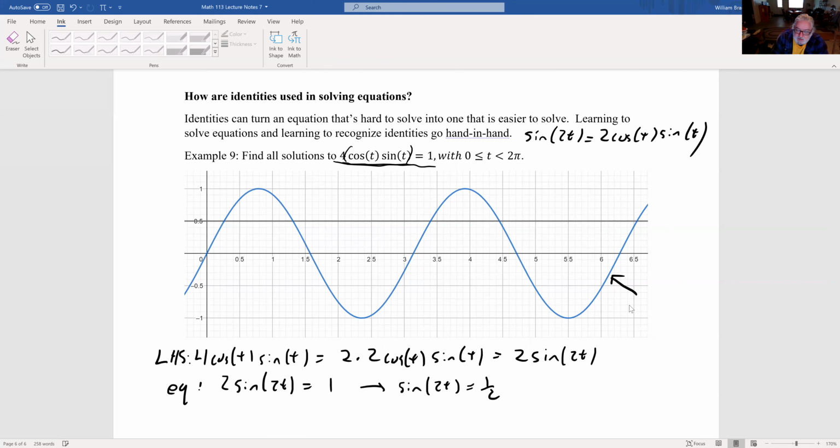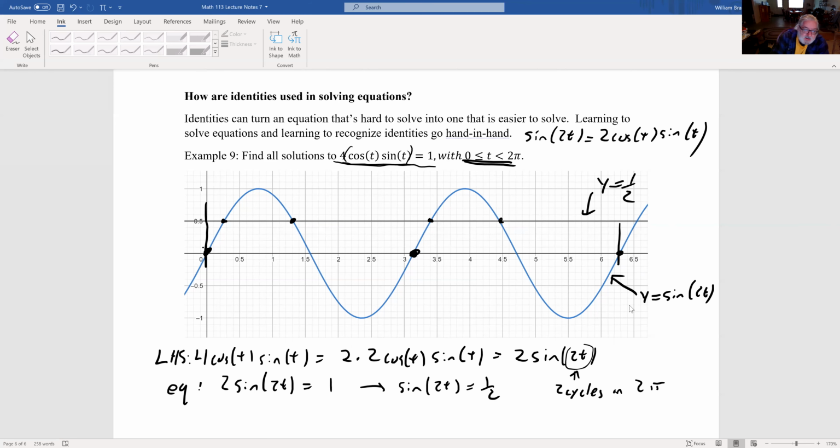So this blue graph is y equals sine 2t. The black line is y equals 1/2. We're looking for these 4 solutions because we're asked to find them between 0 and 2 pi. 0 is here and 2 pi is here. Note that we're dealing with sine 2t, so that means 2 cycles in 2 pi, right? One starts here and ends there, and then we have another one that starts here and ends there.